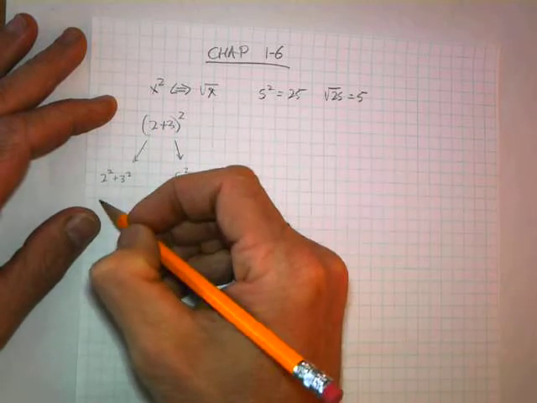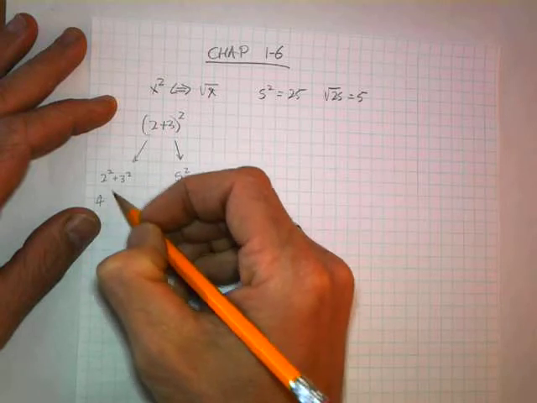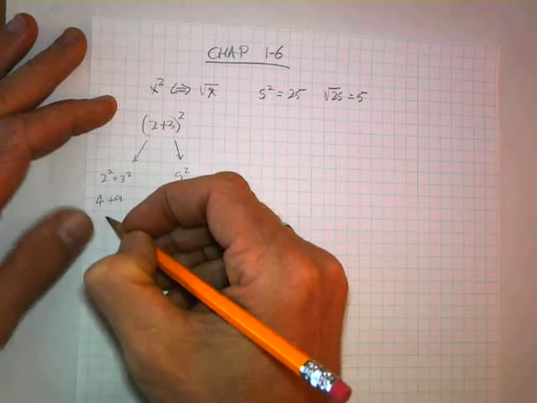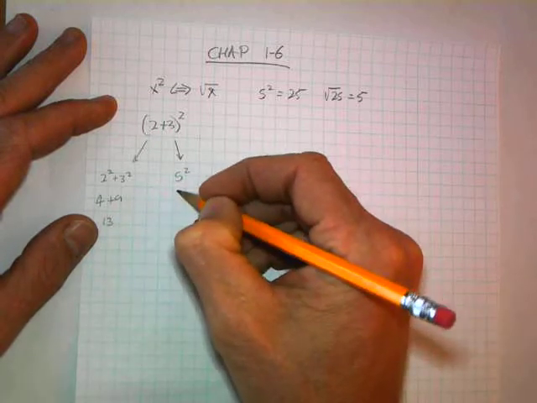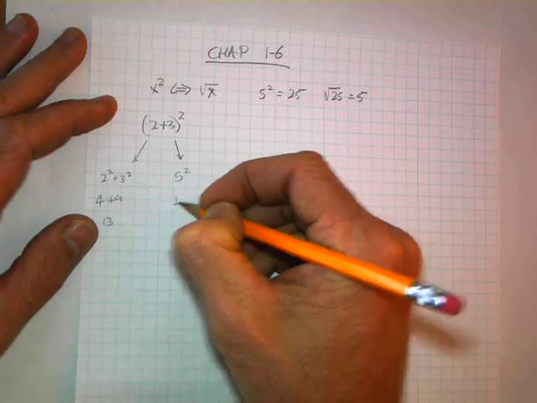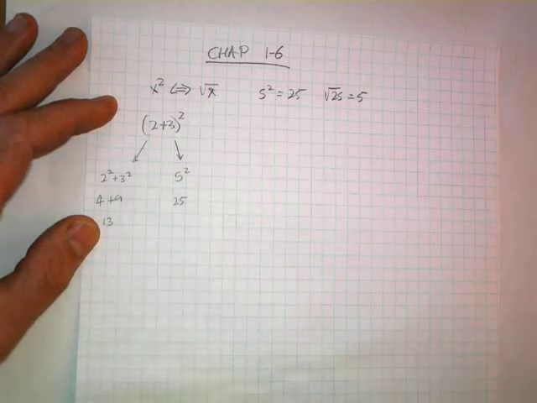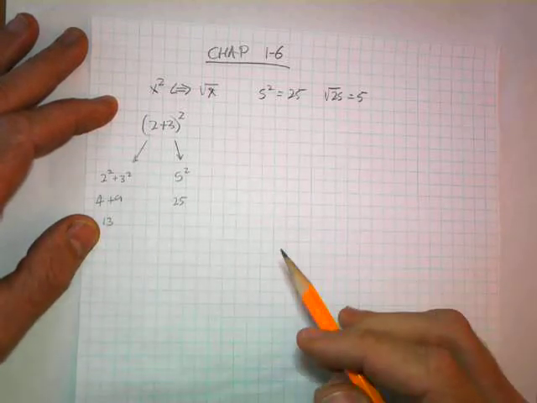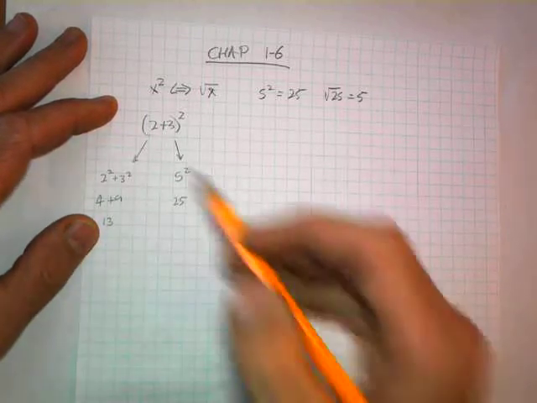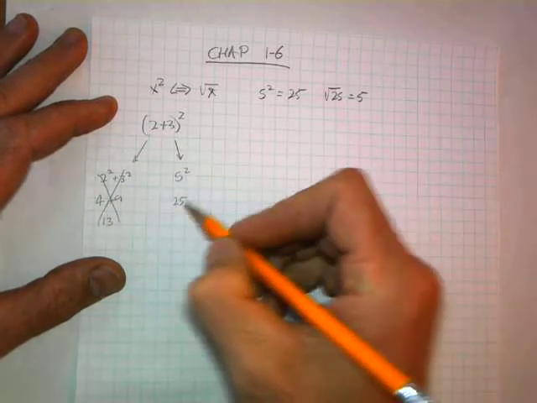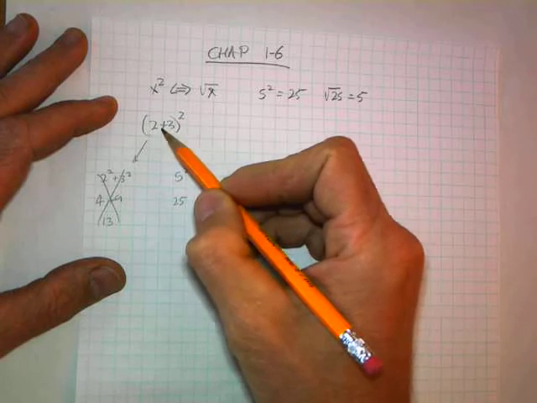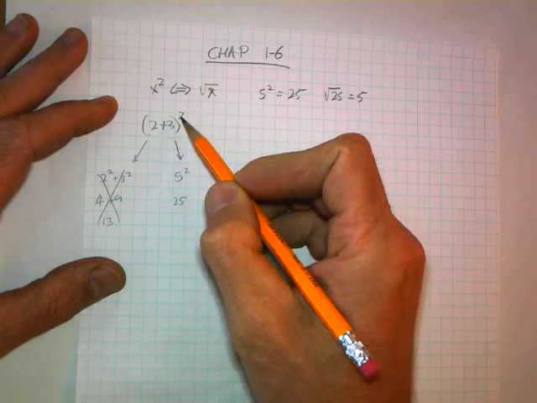This gives us 4 plus 9, which is a total of 13. This gives us 5 squared, which is 25. So the question is, which one of those is correct? Okay, and the answer is that this is wrong, this is correct. You do what's inside the parentheses first, then you do the exponents.